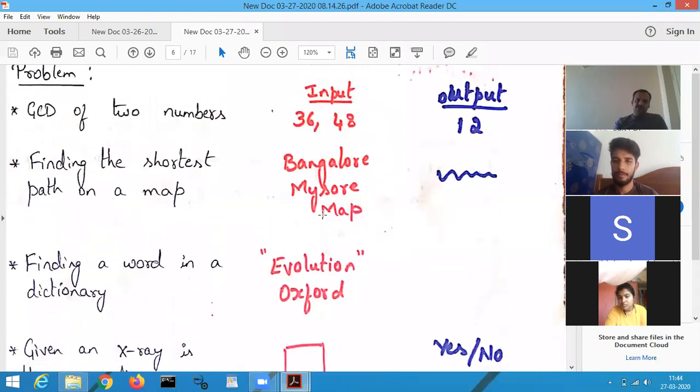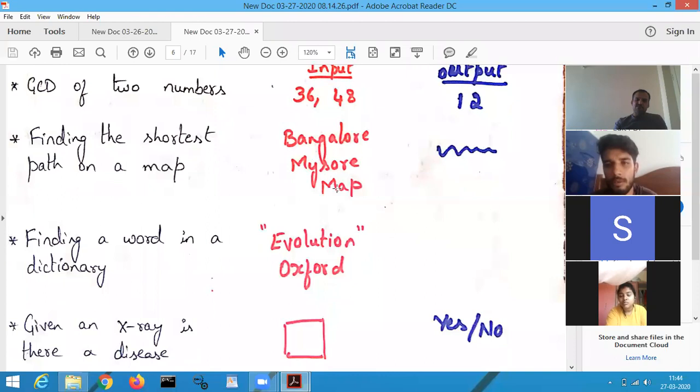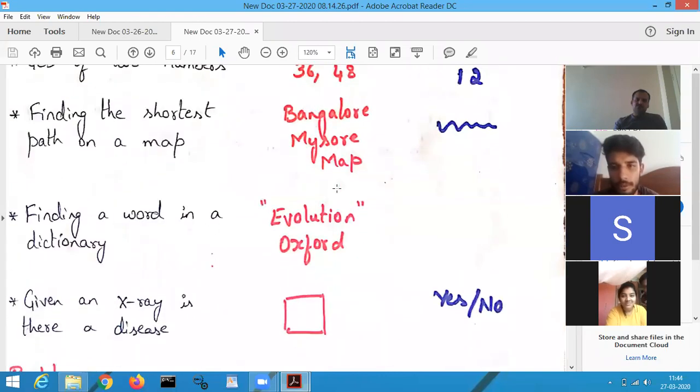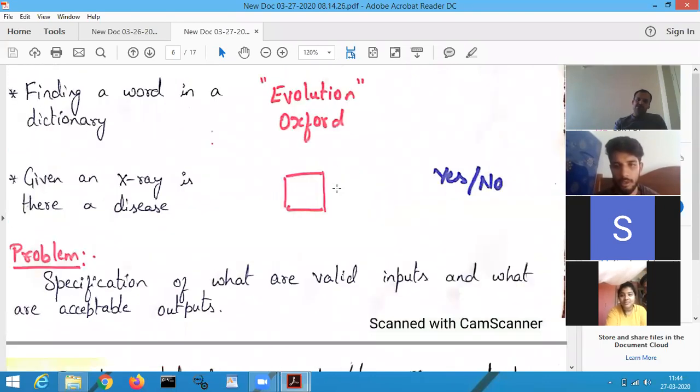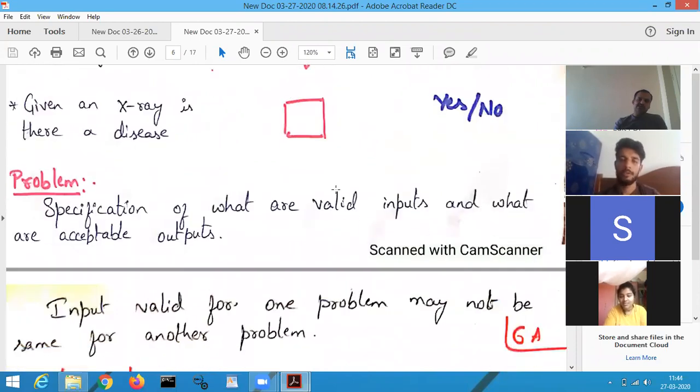Similarly, in the case of finding the shortest path on a map, if I have only 5 cities, I can easily find the shortest path from Bangalore to Mysore. I can't say that is the best algorithm. If I have 1000 cities and, in spite of that, I'm able to find the shortest path in a faster manner, I can say that yes, that is the best algorithm. Your algorithm has to behave properly even as the size of the input increases. Then only I can say that is the best algorithm.